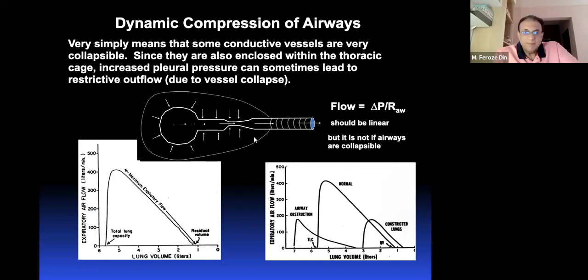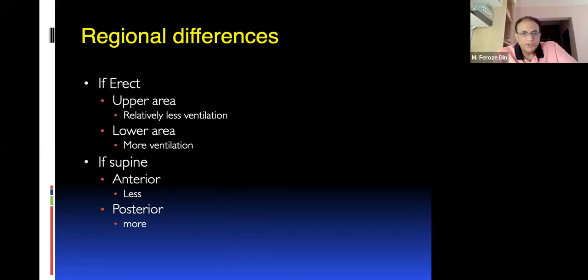There are regional differences in ventilation. If someone is erect in anatomical position, the upper, superior areas receive less ventilation. This is partly anatomical, partly physiological, and the lower areas receive more ventilation. And if someone lies flat with his face upwards, the anterior parts receive less and the posterior parts receive more ventilation.